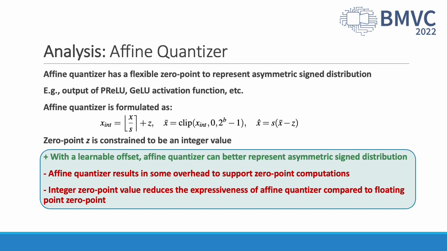In such distribution, zero point can actually shift the quantized distribution towards the positive side, and affine quantizer can better represent these type of distributions. However, affine quantizer actually results in some overhead to support the zero point computations. And secondly, the zero point is constrained to be an integer value, which restricts the expressiveness of affine quantizer compared to using floating point zero point.